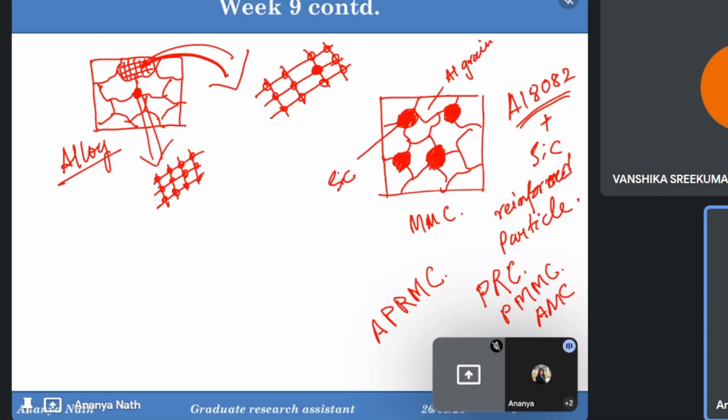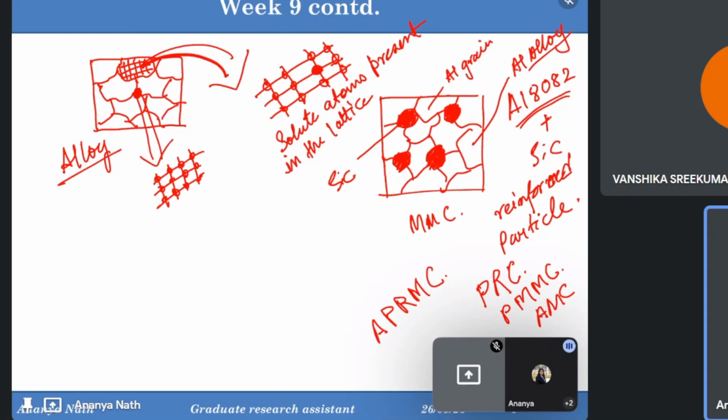So in case of aluminum alloy, there are solute atoms present in the lattice, and in case of metal matrix composite, these are the aluminum alloys, but inside these aluminum alloys there are separately seated SiC or ceramic or any other type of particles which are not bonded with the lattice of the parent metal. So these two, the alloy and the metal matrix composite, are very much different. This is the main concept of metal matrix composite.